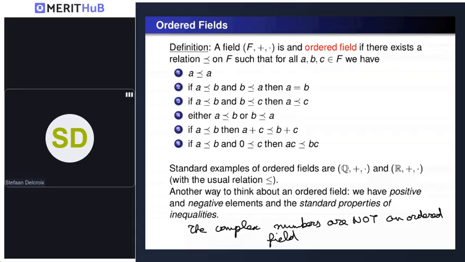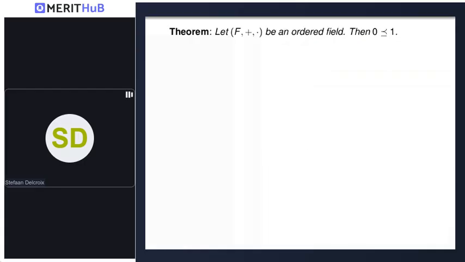I do want to prove that. You probably don't need to know the proof, but it should follow from these 6 axioms. That's it. Let's first prove the following property. If you have an ordered field, then 0 should always be less than or equal to 1.